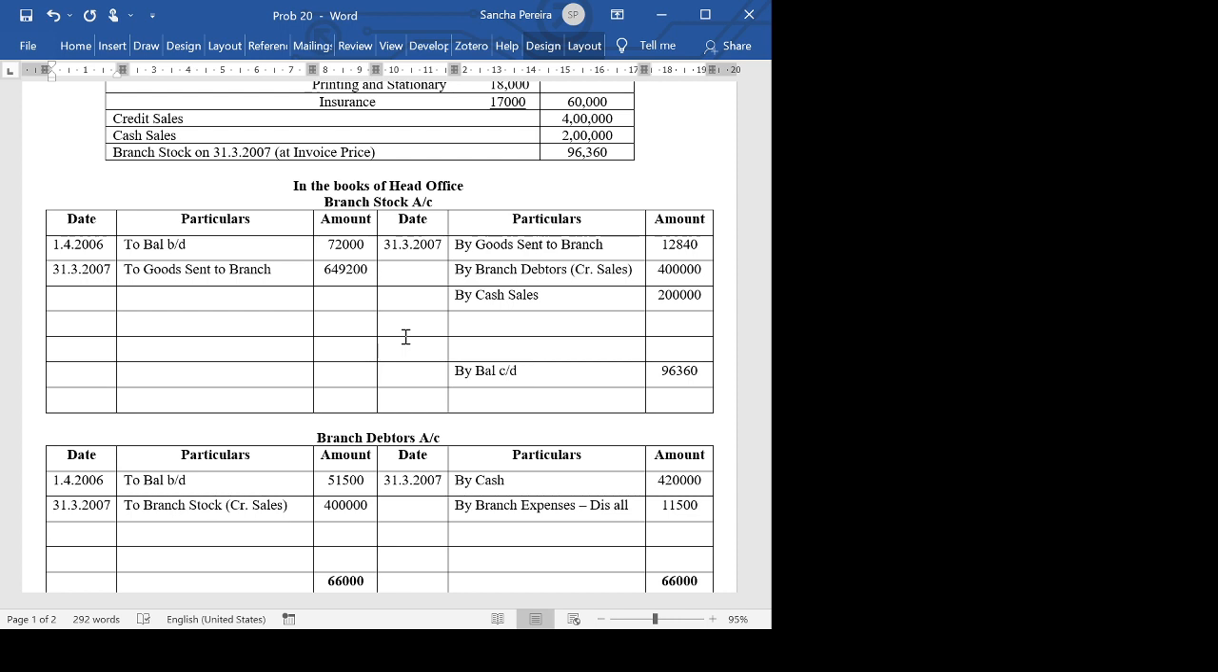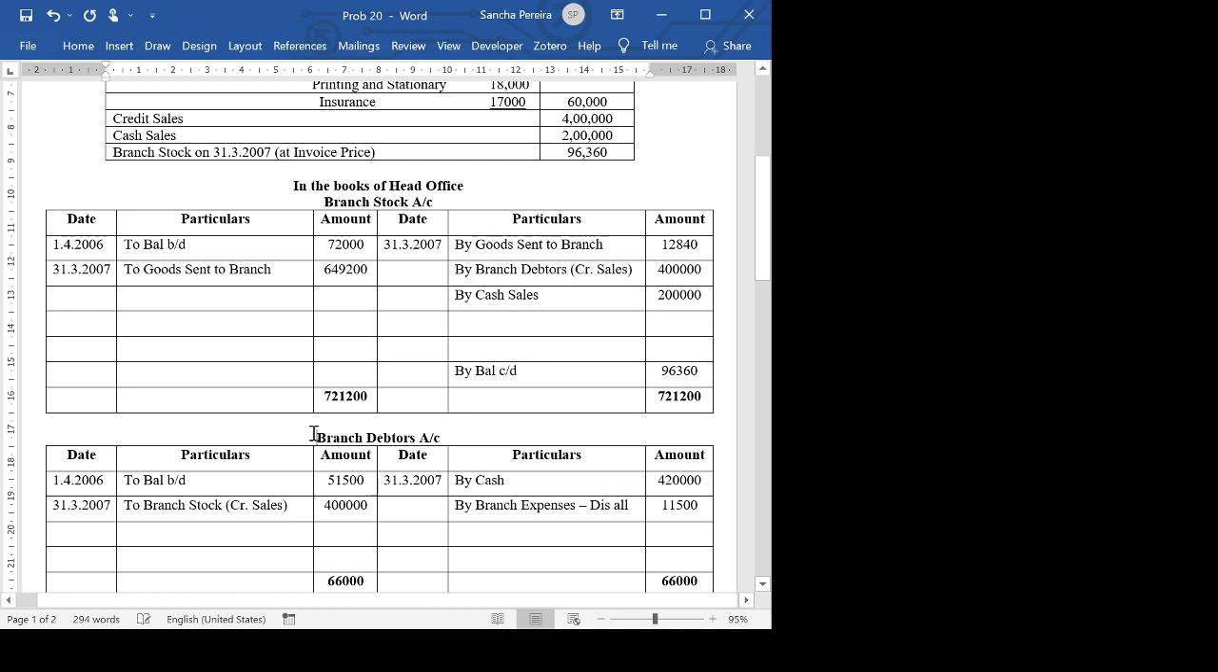6,49,200 plus 72,000 comes to 721,200. And then the balancing figure here is minus 6,12,840 minus 96,360. We get 12,000. 12,000 is the balancing figure. Since this is higher than this, the debit is more than the credit, it's a shortage. Some shortage has taken place, maybe goods have got lost somewhere. Some destruction has taken place which has not been taken into account.